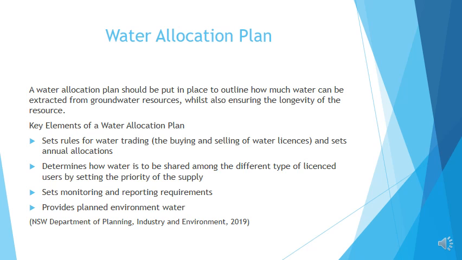A water allocation plan should be put in place to outline how much water can be extracted from groundwater resources, while also ensuring the longevity of the resource. Key elements of a water allocation plan should include setting rules for water trading and the buying and selling of water licenses, and to set annual allocations. You should also determine how water is to be shared amongst the different types of license users by setting the priority of the supply. It also sets monitoring and reporting requirements and provides planned environmental water.